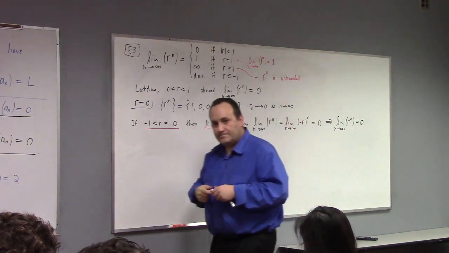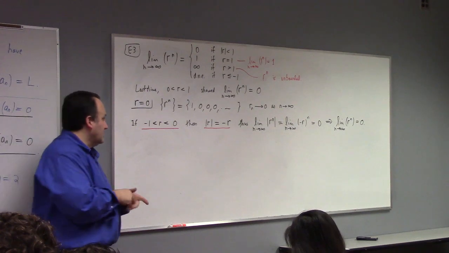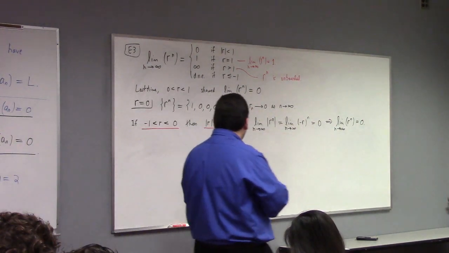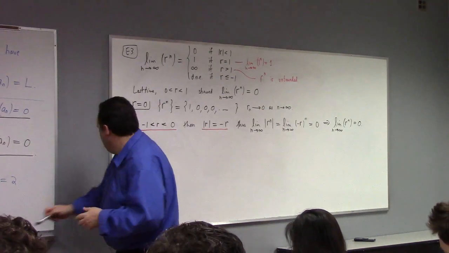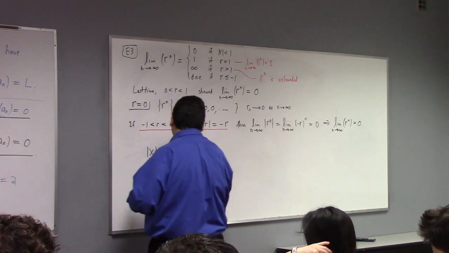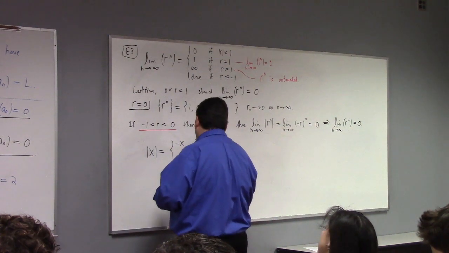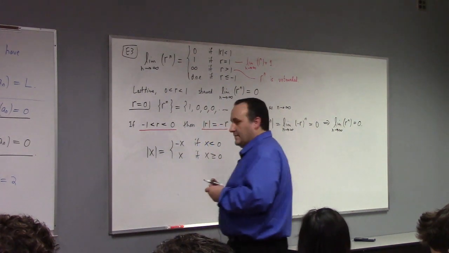Can you explain again how you went from -1 is less than r is less than 0 to why the absolute value of r is negative r? Well, why is that true? What is the absolute value function? The absolute value of x is equal to minus x if x is less than 0, and it's x if x is greater than or equal to 0.